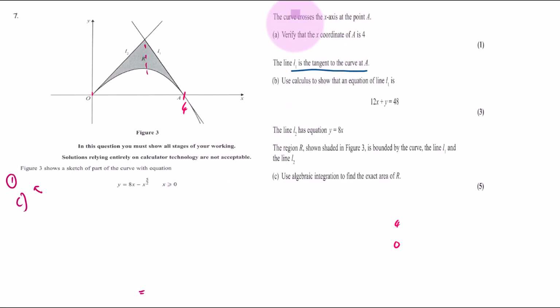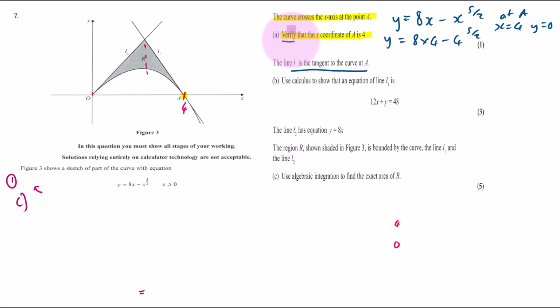Right, let's have a look at the question. The curve crosses the x-axis at the point A. That's here. Verify that the x-coordinate of A is 4. Verify means just to show that x equals 4 at y equals 0.